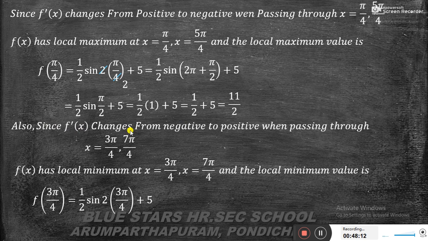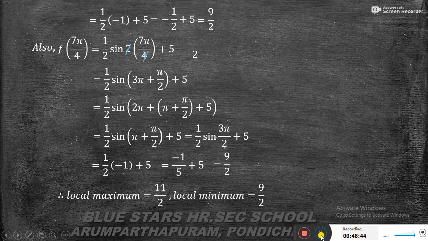Also, f dash of x changes from negative to positive when passing through x equal to 3 pi by 4 and 7 pi by 4. So there is a local minimum at x equal to 3 pi by 4 and 7 pi by 4. The local minimum value is f of 3 pi by 4, which is 1 by 2 sine 2 into 3 pi by 4, plus 5. The 2 and 4 cancel, so 1 by 2 into minus 1 plus 5, which is minus 1 by 2 plus 5, giving 9 by 2.